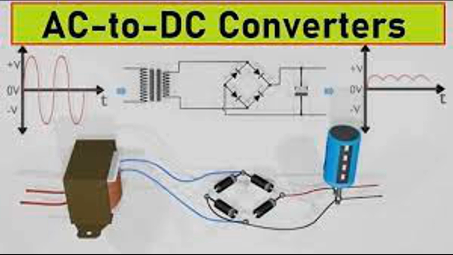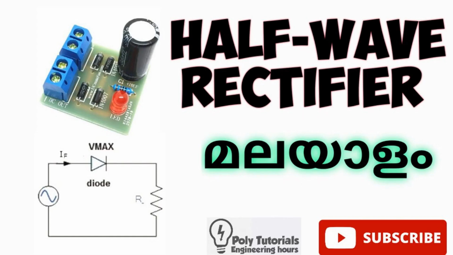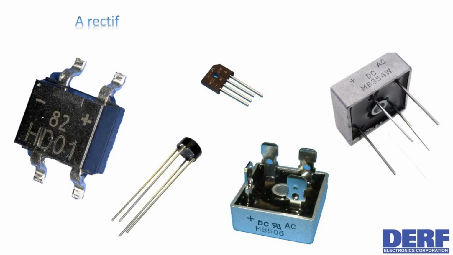A half-wave rectifier diode is a simple semiconductor device used to convert alternating current, AC, to direct current, DC, by allowing the flow of current in only one direction. It is one of the basic rectification circuits used in power supplies and other applications where a single diode is sufficient to convert the AC voltage to pulsating DC. The working principle of a half-wave rectifier diode is as follows.